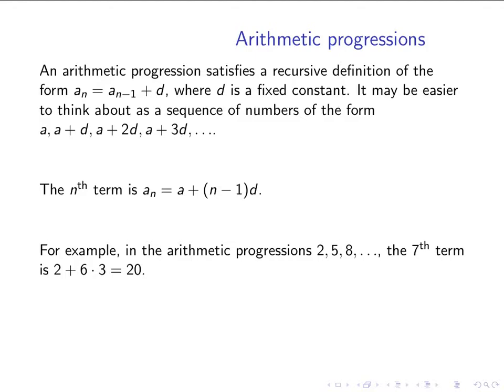For example, with concrete numbers, in the progression 2, 5, 8, and so on, the d here is 3. You're adding 3 to go from term to term. Your first term a is 2. And so the formula for the terms in this progression is 2 plus a multiple of 3. If you wanted the seventh term, you'd have 2 plus 6 multiples of 3. So 2 plus 6 times 3 is 20. And if you were to write out the next 4 terms, you'll see that the seventh term is indeed 20.